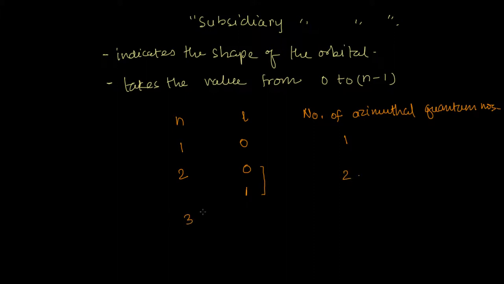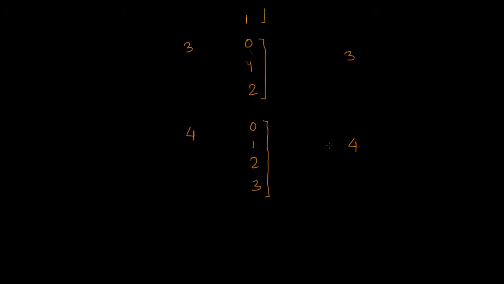Now we come to n is equal to 3. What is n minus 1? n minus 1 is 2. So it starts from 0, then goes to 1, and then goes to 2. So how many are possible here? There are 3 possibilities of l. Okay? Now we go to n is equal to 4. So it goes from 0 to 3 by hopping by 1: 0, 1, 2, 3. How many are possible? 4 of them are possible. Okay? Do you understand?